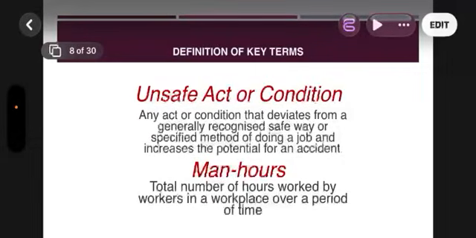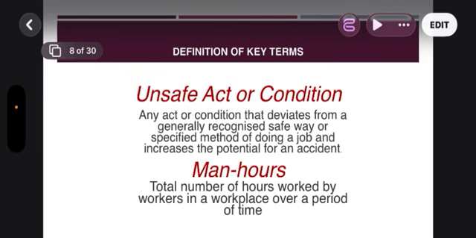Unsafe act or unsafe condition is a very important factor in safety. These are what lead to accidents. Remember, in safety, our aim is to avoid or control accidents, mitigate them. It is any act or condition that deviates from a generally recognized safe way or specific method of doing a job and increases the potential for an accident. Anything you do, for example, you are supposed to place a chair away from the corridor and you place the chair in the corridor, is an unsafe act that has led to an unsafe condition.